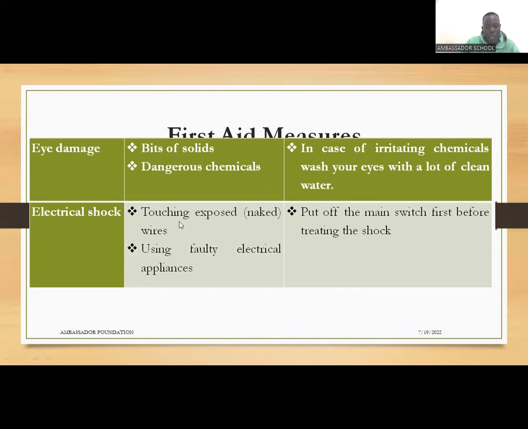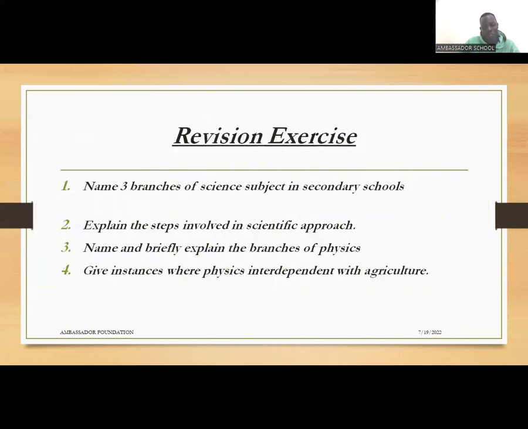Electric shock. Touching exposed or naked wires can make you get electric shock, or using faulty electrical appliances. Now, that's why I was telling you in the first rule that you are supposed to locate the main switch. When your friend, it can be your teacher, lab technician, is shocked, please run to the main switch, put it off. That is the first aid measure. Then you come now and attend to your friend. So those are some of them.